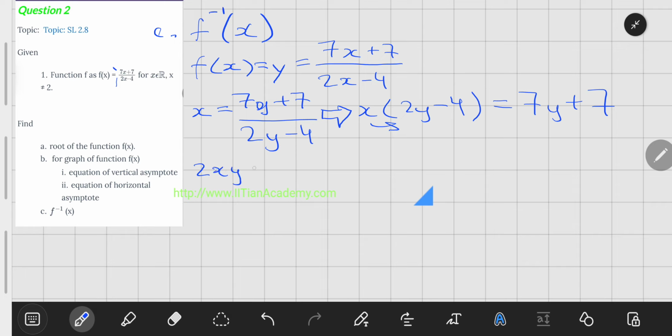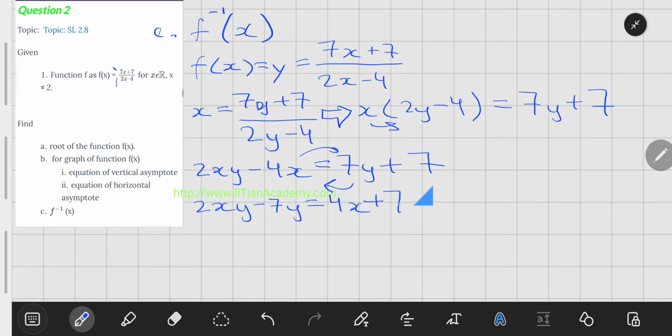Okay, and we will rearrange our equation to again isolate for y, and that is what will give us the inverse of our equation. So we'll multiply both sides by 2y - 4, and then we will distribute the x into the brackets, so we get 2xy. Let's put the x variable first. Minus 4x is equal to 7y + 7.